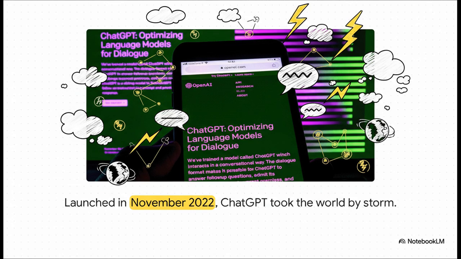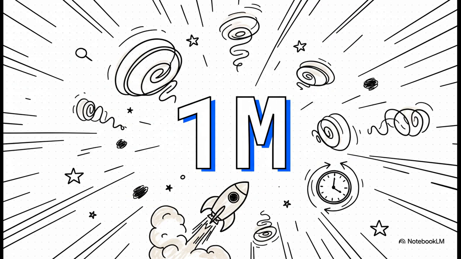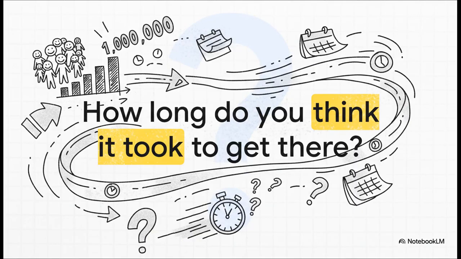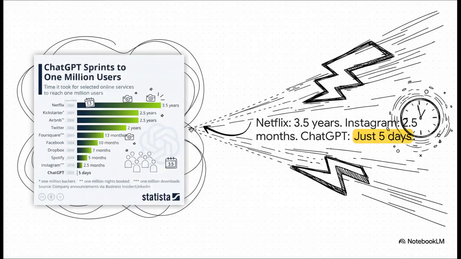It sparked a level of public fascination that nobody had ever seen before. In fact, it reached 1 million users with a speed that completely shattered every record for a new tech product. Just let that sink in for a second. 1 million users. How long do you think that took? A year? Maybe 6 months? Take a guess.